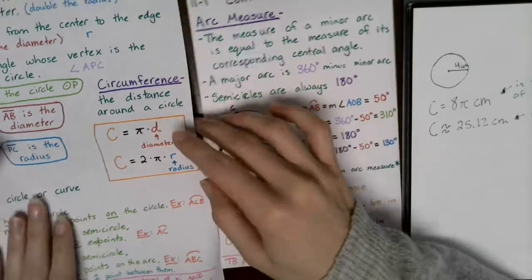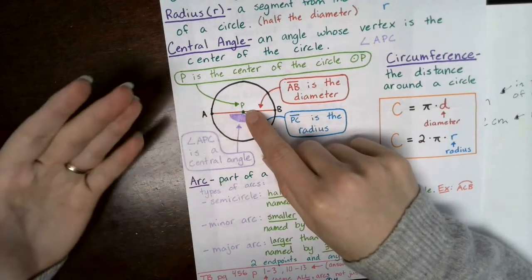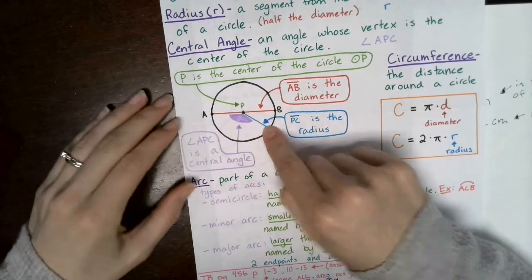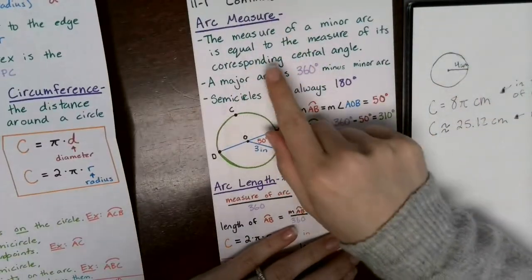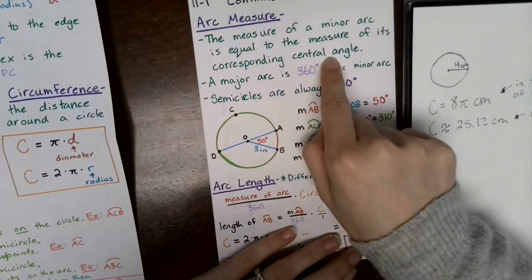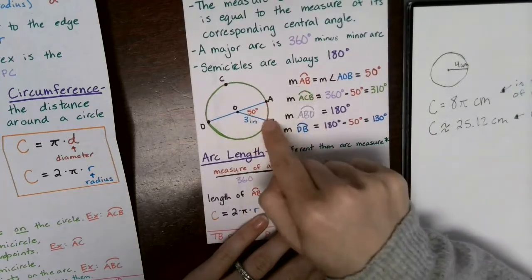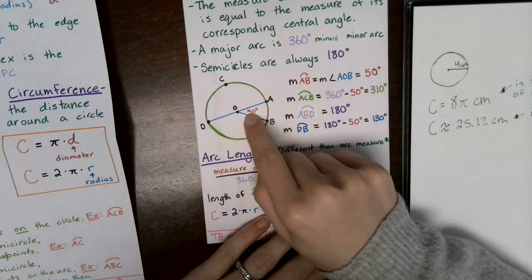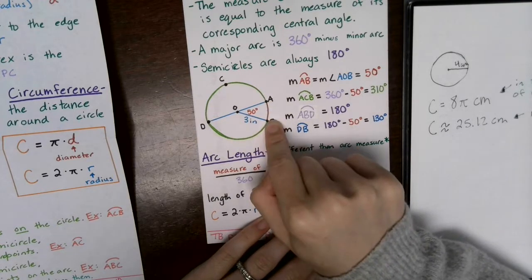So we just learned that a central angle is any angle where the vertex, the pointy part, is the center of the circle. So APC is a central angle. Now this just said that the arc measure is the same as the central angle. Okay? So let's see that. Arc AB, well, the central angle is 50 degrees. So arc AB must be 50 degrees.